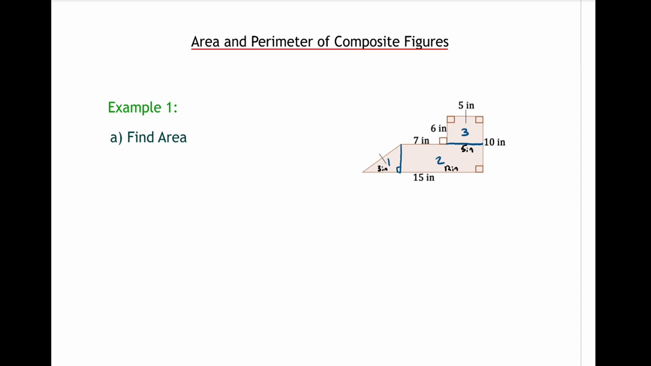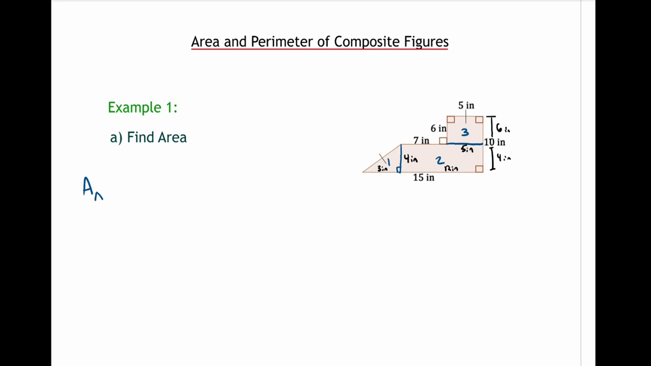As well, for the height of the triangle, I am missing that, but I know that my full length from here to here has to be 10 inches. If I know from here to here is 6, then that remaining part has to be 4. So this actual height over here is 4 inches. That's 6, and from there it's 4. So now I have all my sides labeled. I have enough information to go work through finding the area.